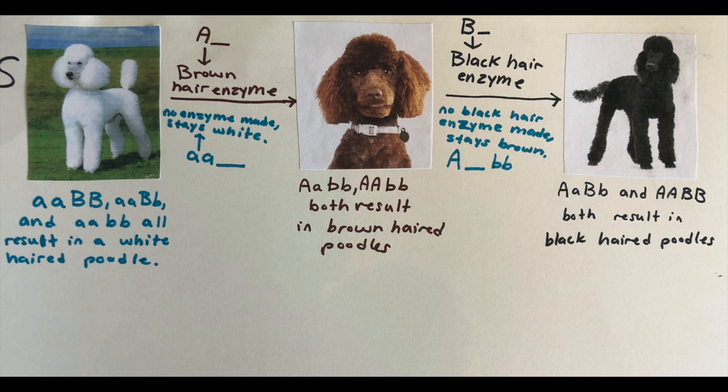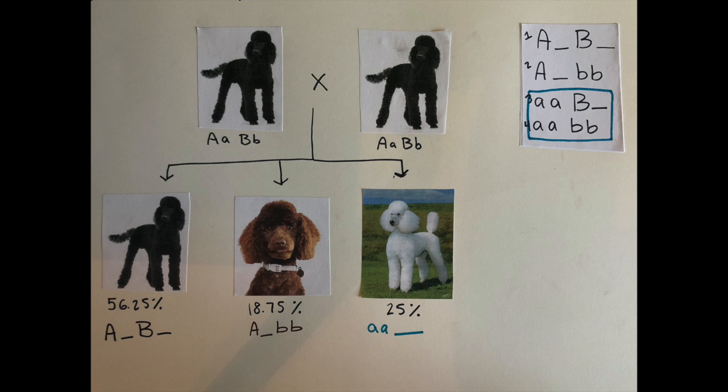that it occurs. So we're going to be looking at this heterozygous cross. They both have a big A little a and a big B little b. And their offspring are 56.25% black, 18.75% brown, and 25% white. You can see in the upper right corner that we have all the different genotypes that are in this offspring, but we only have 3 phenotypes, meaning that there's only 3 visual differences, even though there's 4 genetic differences.